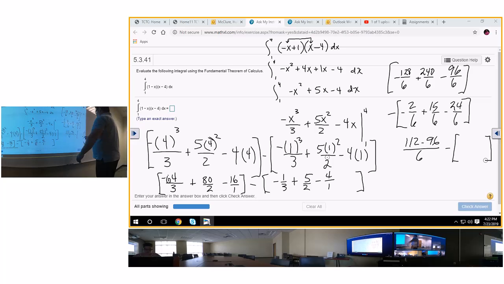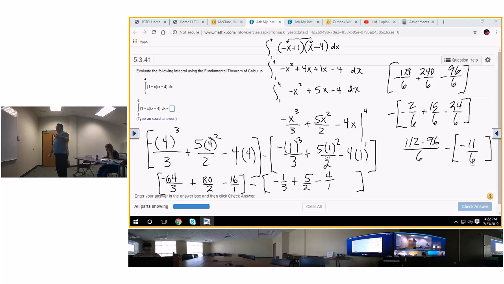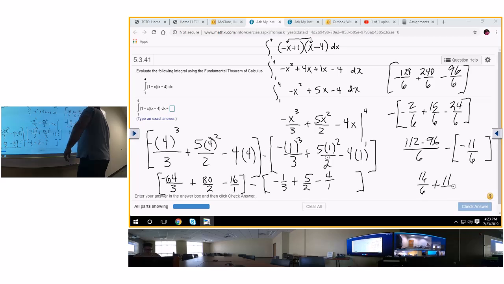Somebody help me out. 112 minus 100 is 12, plus 4 is 16. So that's going to be 16 over 6. Somebody help me out. Yeah. That's plus, right. 11 over 6. I got 27 over 6.